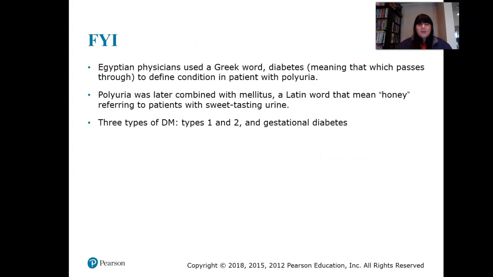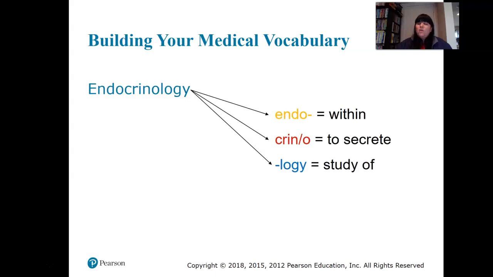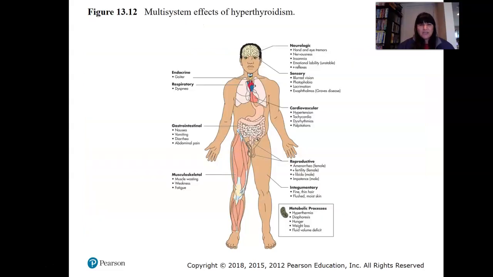So diabetes, talking about that, polyuria. Okay, so different types of endocrinology. The whole study of the endocrine system, we're talking about endocrinology, right? You could take a whole semester, every chapter in this book, you can take a whole class in, okay? So here in your book, hirsutism, abnormal condition by excessive growth of hair, especially occurring in women. So dealing with endocrine issues.